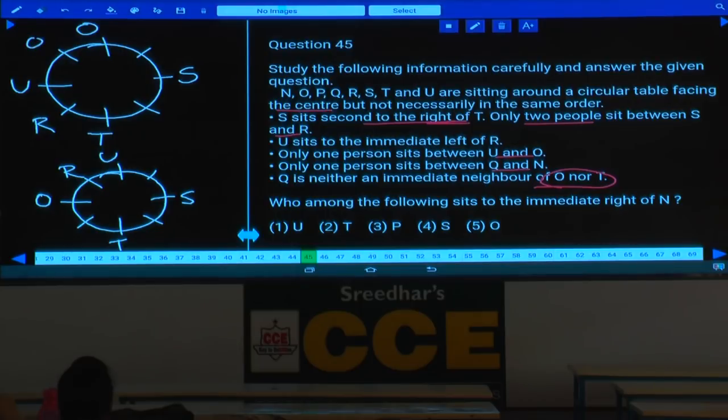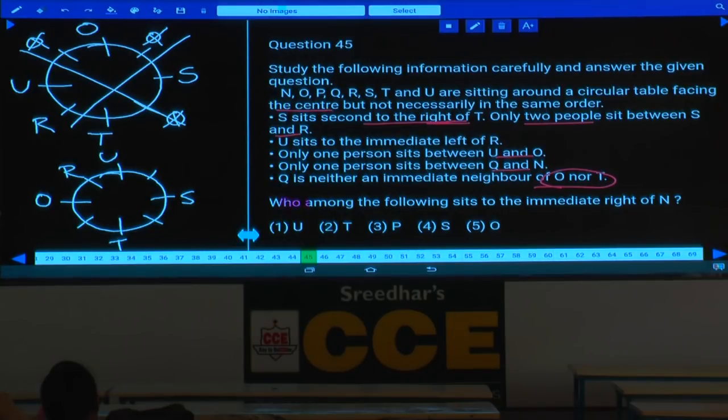If Q is here or here, in these two cases, Q is adjacent to O. And if Q is here, then this Q is adjacent to T. And there is no place left over for this Q, isn't it? And the first case is completely ruled out. Then we are left with only this case.